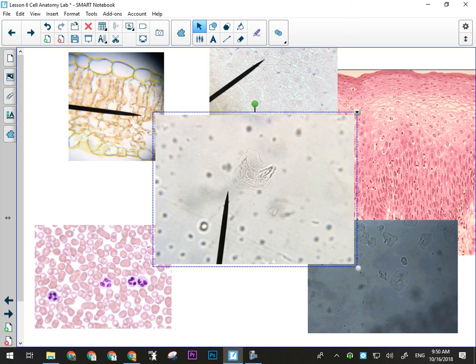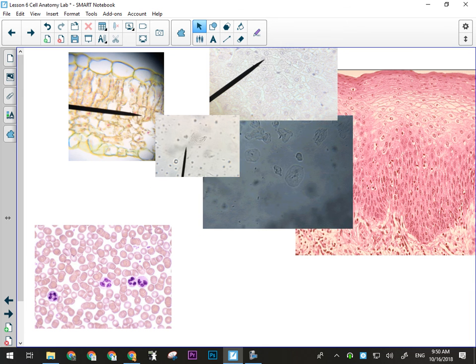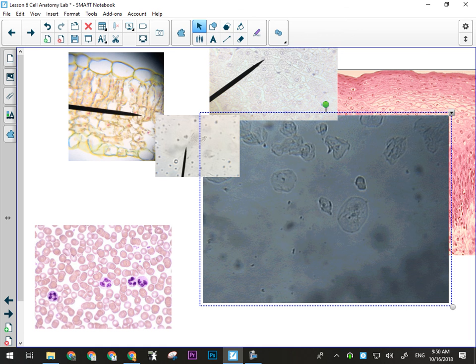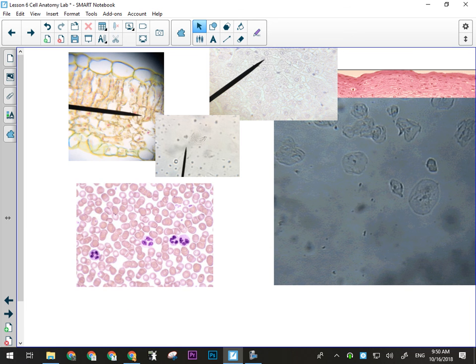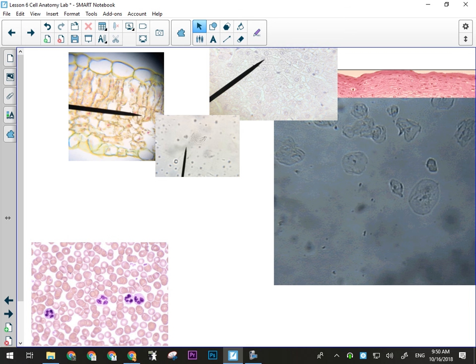This is a different slide of the same thing. Again, it's just some of my cheek cells. That's what they should look like. If it's big and green or dark, it's a piece of food. No matter how well you wash your mouth and brush your teeth, you're still going to have pieces of food in there when you do this lab. And then the blood looks like that, but again, the blood's not really going to be all that important for the lab. Those are the things we'll be looking at tomorrow.